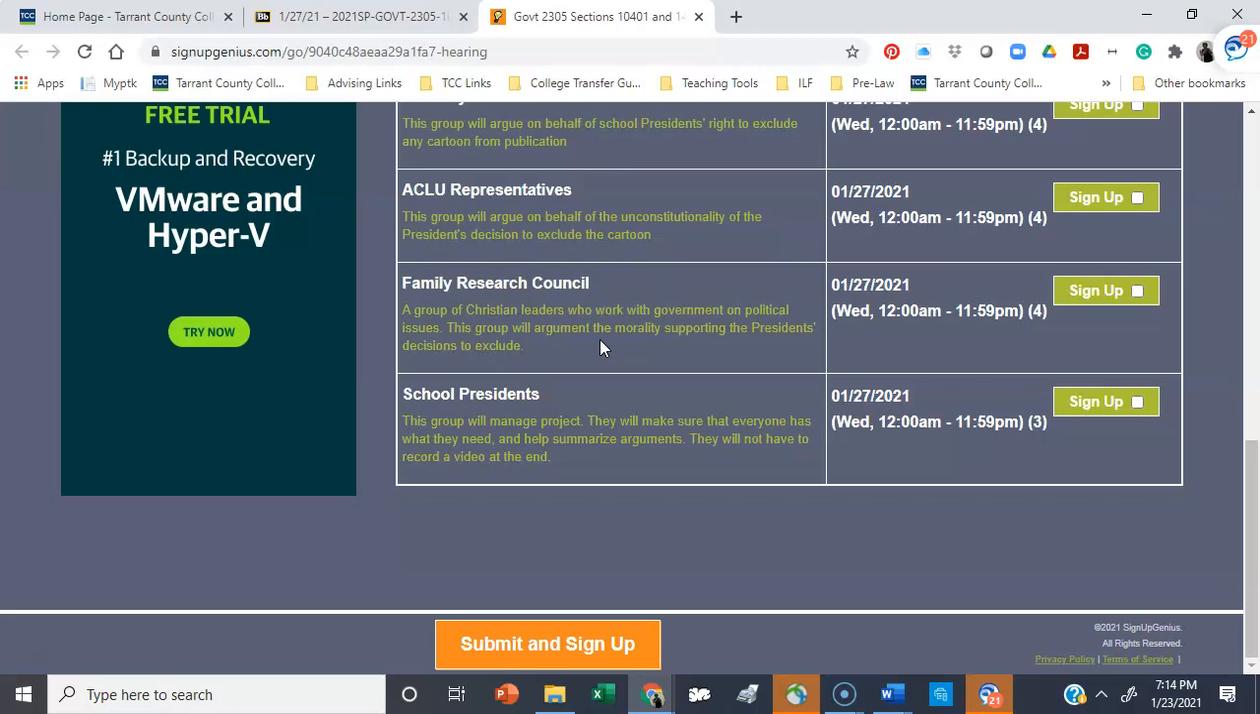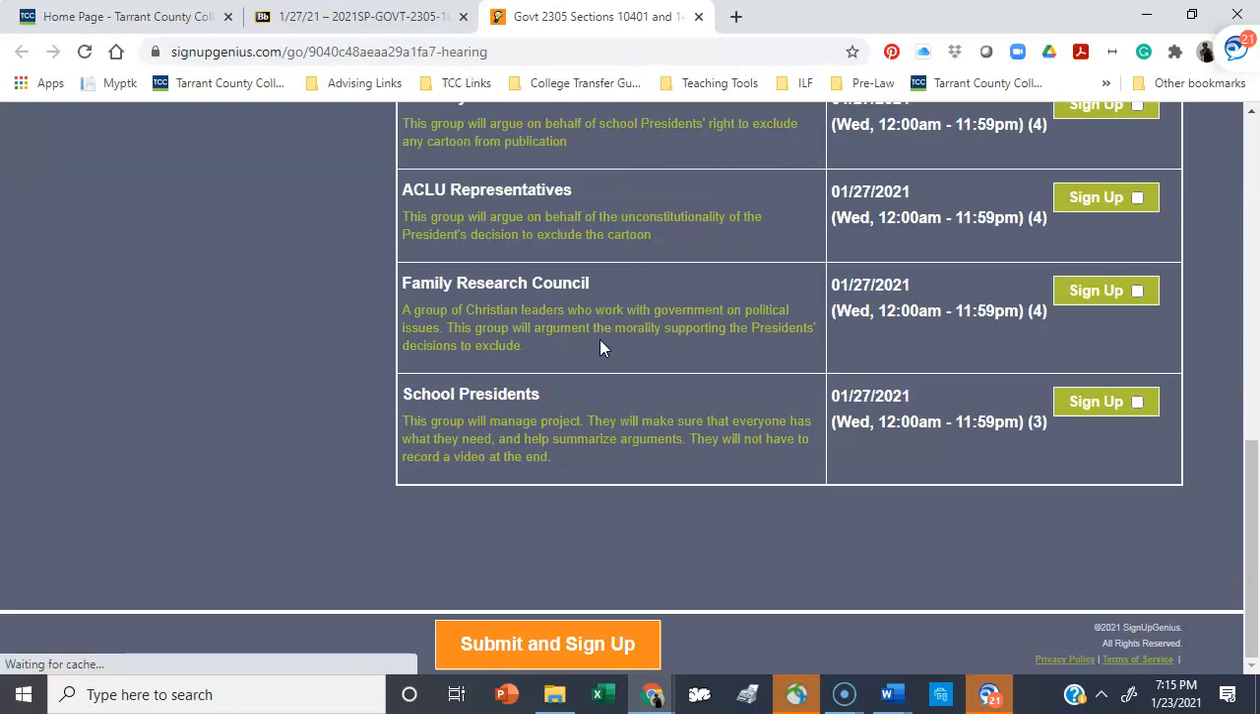The students will have to speak because they're going to have to explain their artifacts, their cartoon or article. The attorneys will have to speak. They'll be making the arguments on behalf of their pretend client, either the student or the president. The interest group representatives will make a video because they will be defending or arguing on behalf of the students in the case of the ACLU and the presidents in the case of the Family Research Council. So the only group that does not make a video of some type are the school presidents. They will not speak. They will be managing the project and making sure that it goes.